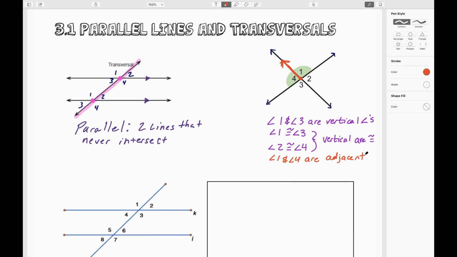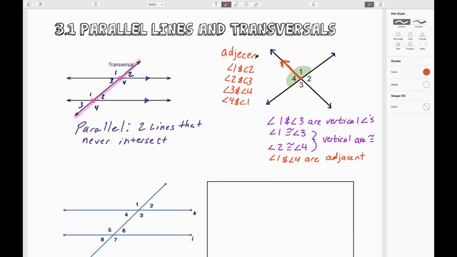It's like all of them. In fact, I'll list them right here. Angle 1 and angle 2, angle 2 and angle 3, angle 3 and angle 4, angle 4 and angle 1. And so these are all adjacent. So they're next to each other.